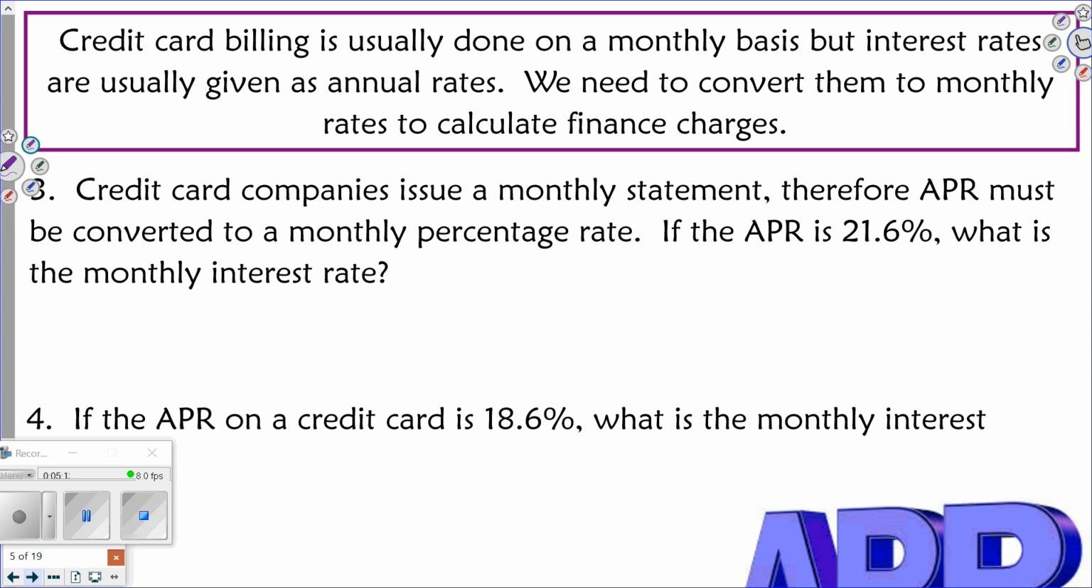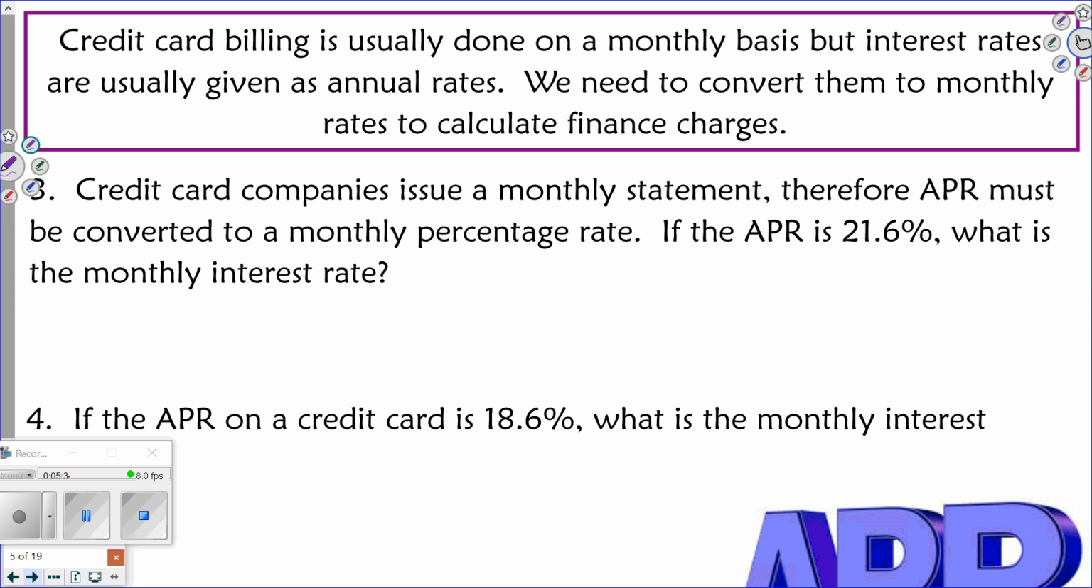All right, credit card billings are usually done on a monthly basis, right? They'll send you a statement every month. But interest rates, if you guys remember, are always called APRs, annual percentage rates. So we have to convert them to monthly in order to calculate monthly charges. So, number 3, credit card companies issue a monthly statement, therefore APR must be converted to a monthly percentage rate.